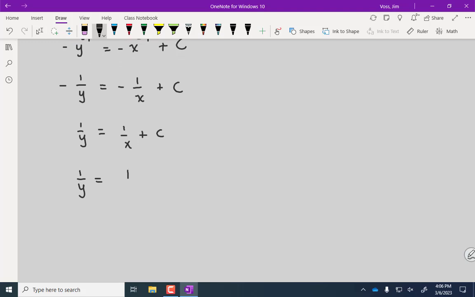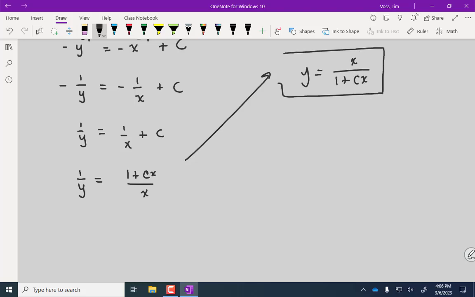So we're going to rewrite this as 1 plus cx over x. And as soon as we have a fraction equaling a fraction, then we can flip both sides, which is the same as cross multiplying and redividing. So that tells us that we end up with y equals x over 1 plus cx. So that is the form of our general explicit solution.